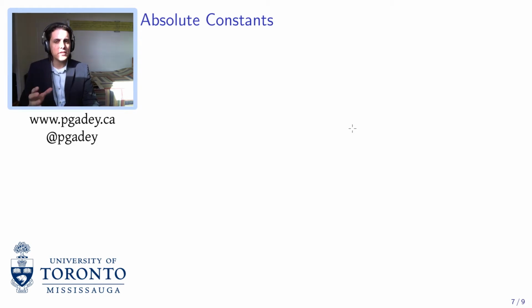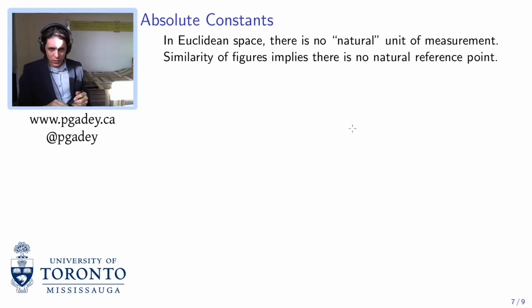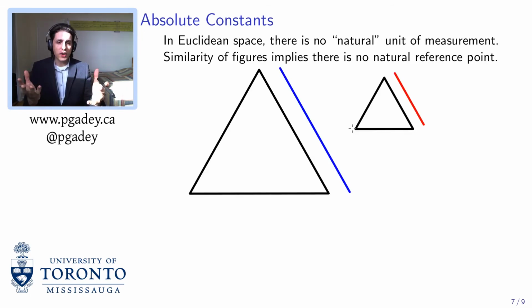Now, there's a subtle difference between lengths in hyperbolic space and lengths in the Euclidean plane. And that's the existence of what we're going to call absolute constants. So in Euclidean space, there is no natural unit of measurement. There's no natural way to assign lengths to objects because similarity of figures implies there's no natural reference point.